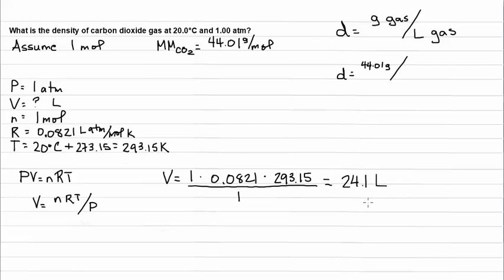Now that we know the volume of 1 mole of gas, we know the mass of 1 mole of carbon dioxide gas, we know the volume, 24.1 liters. We can plug that into the equation, 44.01 divided by 24.1 liters. The density of this carbon dioxide gas at 20 degrees Celsius and 1 atmosphere is equal to 1.83 grams per liter.